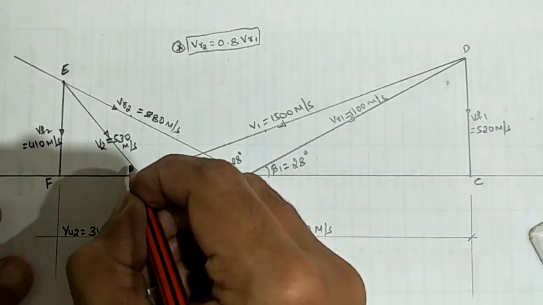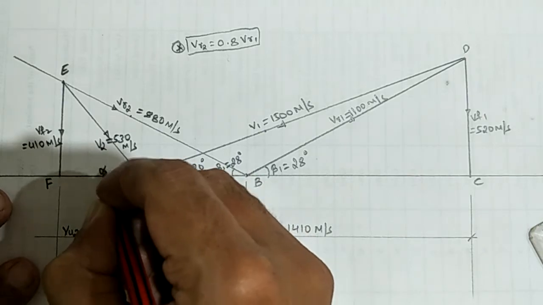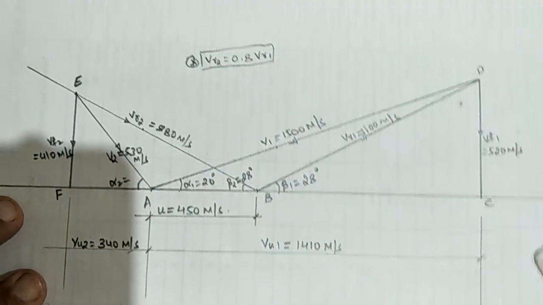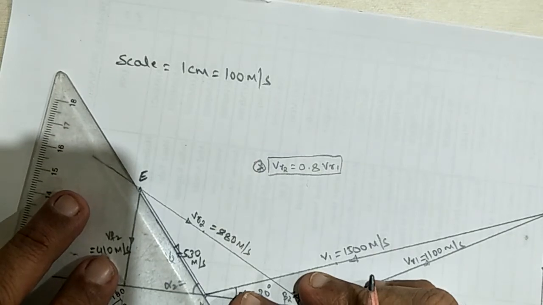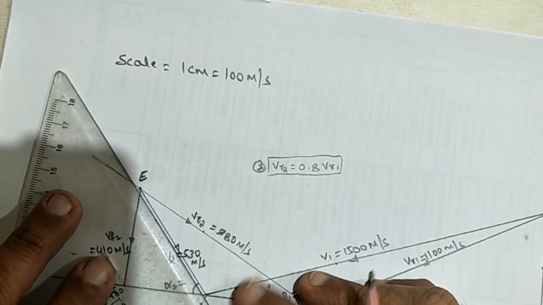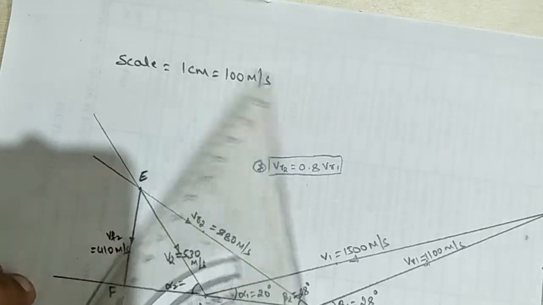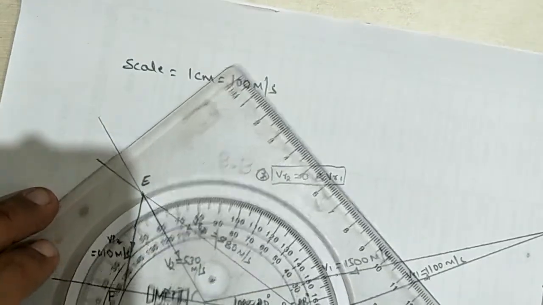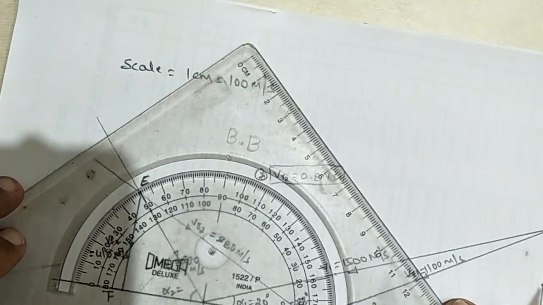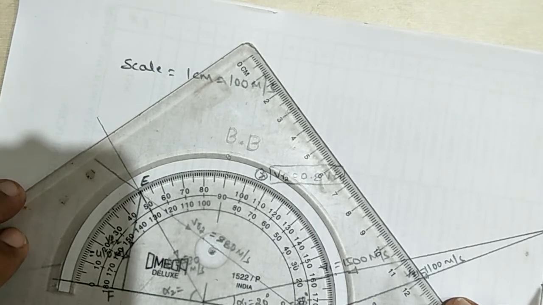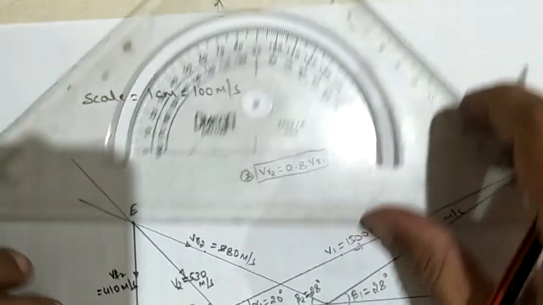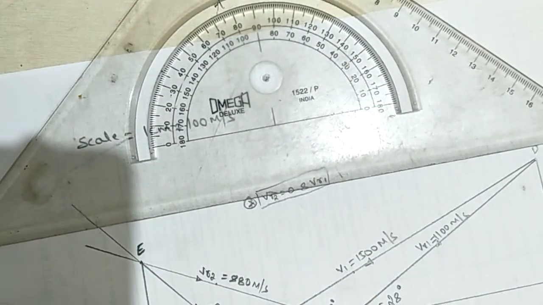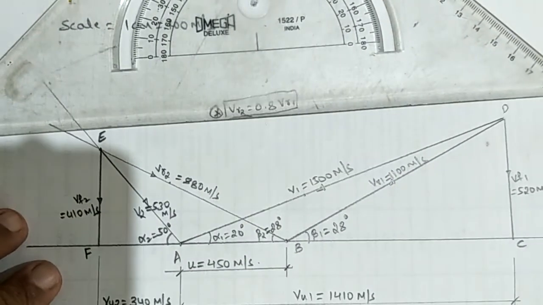Then one more thing is to be written, that is alpha2. I'm going to measure the angle of alpha2 here. Its value is somewhere around 50 degrees. As you can see here, the value of alpha2 is 50 degrees. So this completes the velocity triangle.